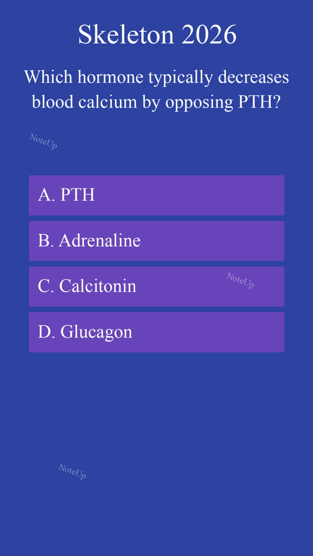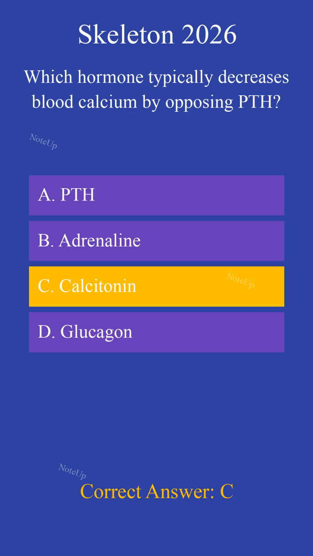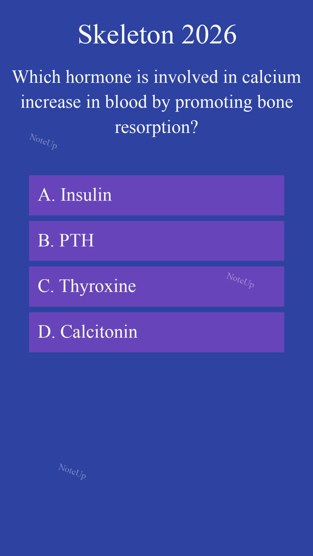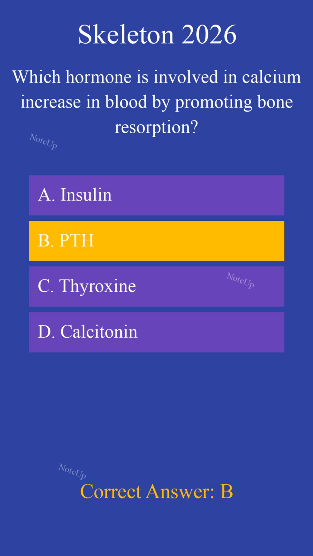Which hormone typically decreases blood calcium by opposing PTH? The correct answer is C, calcitonin. Which hormone is involved in calcium increase in blood by promoting bone resorption? The correct answer is B, PTH.